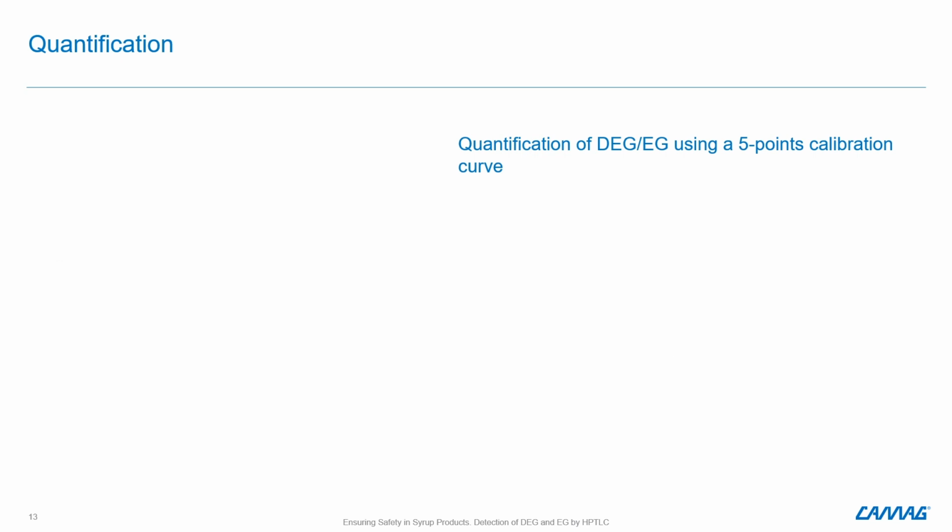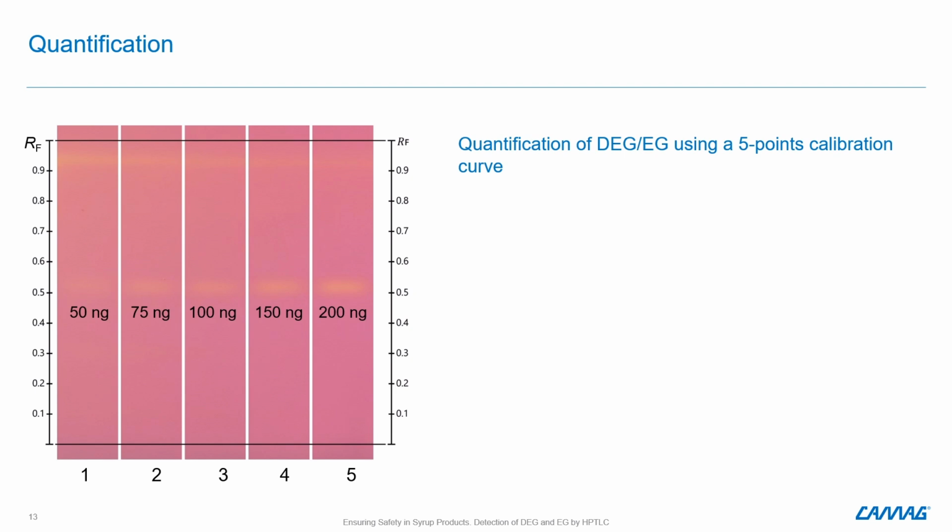When it comes to the quantification, we use a 5-point calibration curve for the DEG and EG mixture. It starts at 50 nanogram, then continues with 75, 100, 150 and 200 nanogram. Here 200 nanograms corresponds to the 0.1% limit in the sample. What's important to highlight is that even at the lowest level of 50 nanograms, DEG and EG can still be visually detected. That's 4 times lower than the 0.1% threshold, demonstrating the sensitivity of the method.